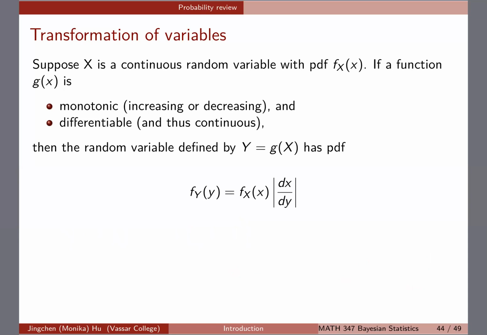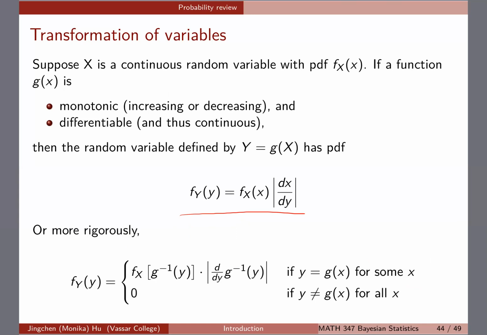But here, really quickly, suppose x is a continuous random variable with PDF f_x. Then if you have a function g(x) that is monotonic and differentiable, then this y, which is g of x, has this particular PDF. Okay? So this is a formula covered in probability.